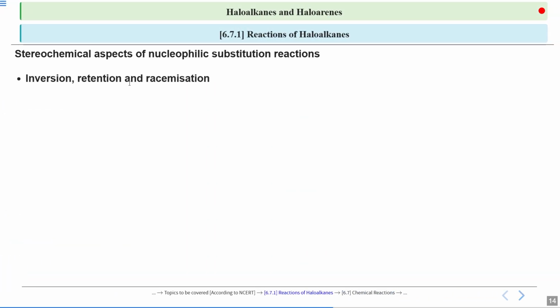Now let's move to the next important topic: inversion, retention and racemization. You can see this diagram where we have this product at the very center, with an asymmetric carbon attached to a C2H5 ethyl group, hydrogen, a methyl group and an X group. When you add Y into it, we obtain different products. You get product A, where X is replaced by Y, and Y is now attached to this asymmetric carbon.